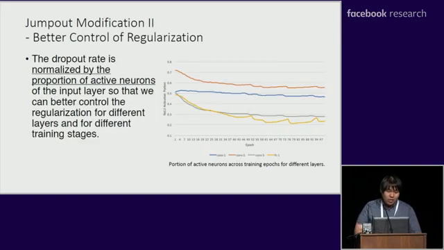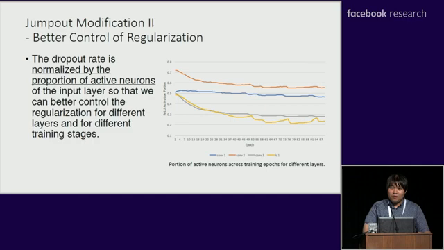So for the second jump-out modification, we normalize the dropout rate by the portion of active neurons of the ReLU network. On the right, we plot the portion of active neurons across training epochs for different layers of a ReLU network. And we can see that such quantity may vary dramatically for different layers or for different training stages. Since dropping the non-active neurons has no effects at all, without the normalization, we may have some undesirable regularization effects. For example, for the case shown on the right, we'll be having a decreasing dropout regularization power as we're having fewer active neurons as the training progresses. Therefore, we needed the jump-out modification to have a better control over the regularization we want for different layers and for different training stages.